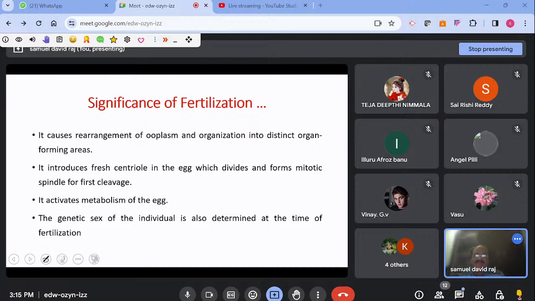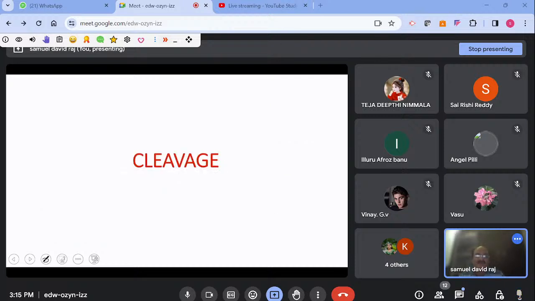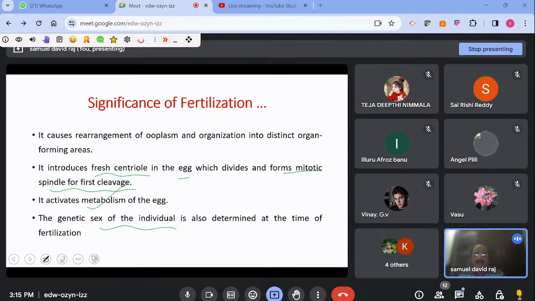Next, fertilization introduces the proximal centriole in the egg, which forms the first mitotic spindle during first cleavage. It also activates metabolism of the egg, and genetic sex of the individual, that is XX or XY, is also determined at the time of fertilization. So these are the different functions or significant aspects of fertilization.